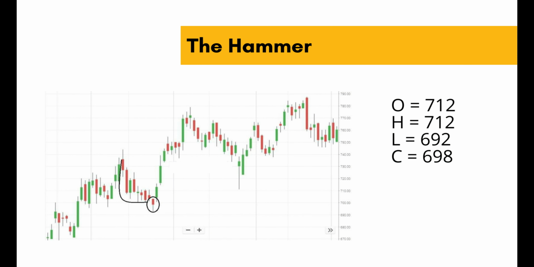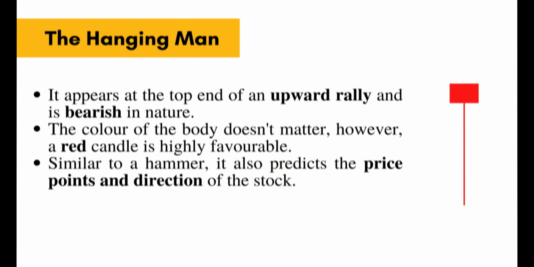We have a chart here where a hammer is encircled. Ensuring that the prior trend is bearish, the trade setup according to the hammer would be to buy around the closing price, that is 712, with a stop loss at the low of 692. This brings us to the completion of the hammer, and we will discuss the hanging man now.